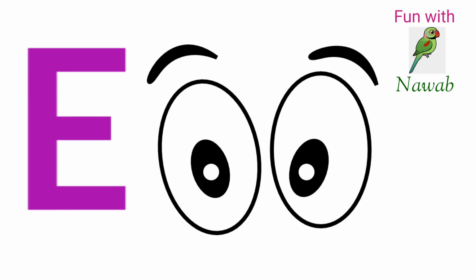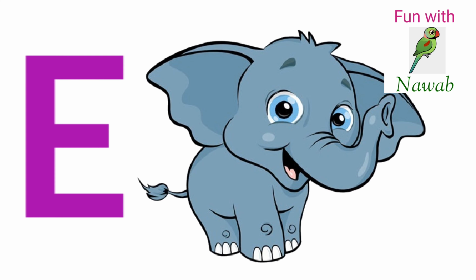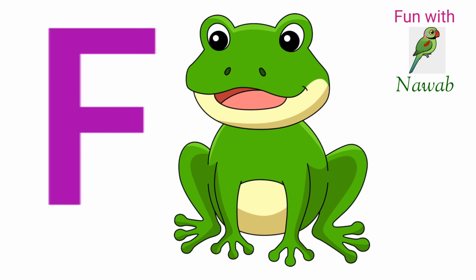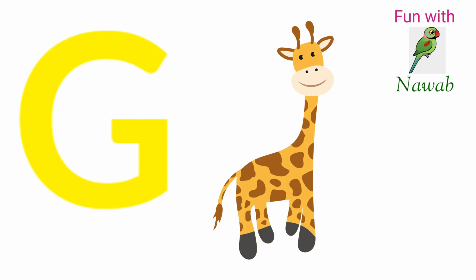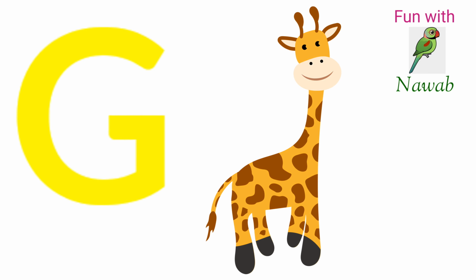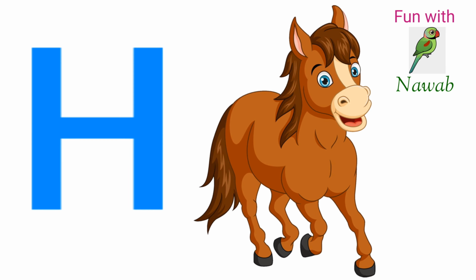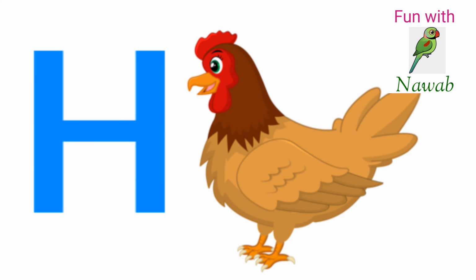E for eyes. E for elephant. F for frog. F for fish. G for giraffe. G for goat. H for horse. H for hen.